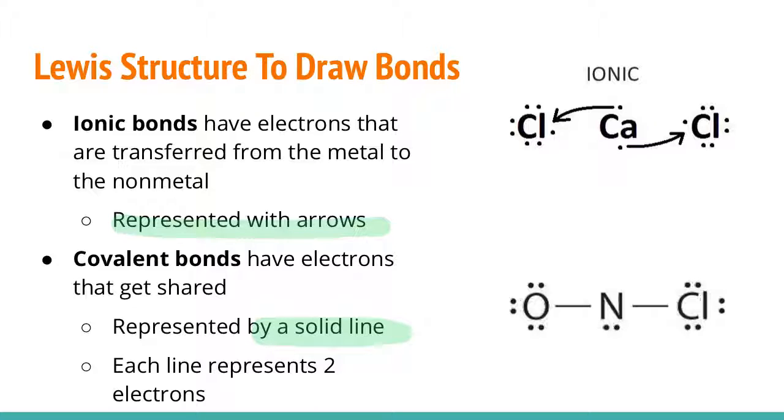Then we're going to look over at our chlorine. We see 1, 2, 3, 4, 5, 6, 7, 8. It's also happy. The only thing that is missing on our nitrogen is it should actually have 2 more little dots around it, and then it would be happy as well. So covalent bonds use lines.